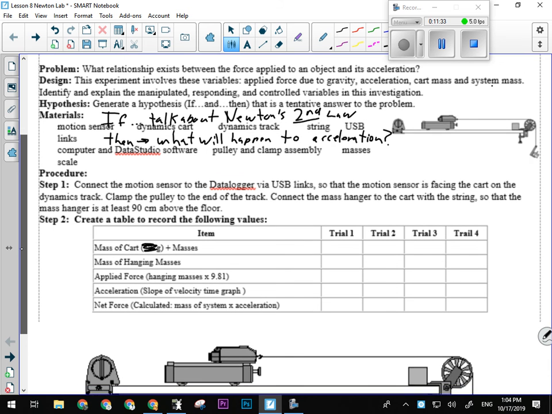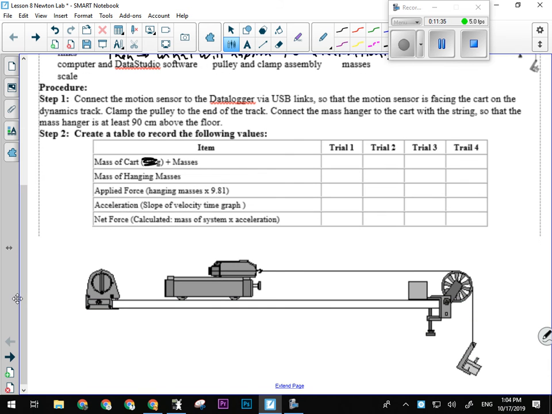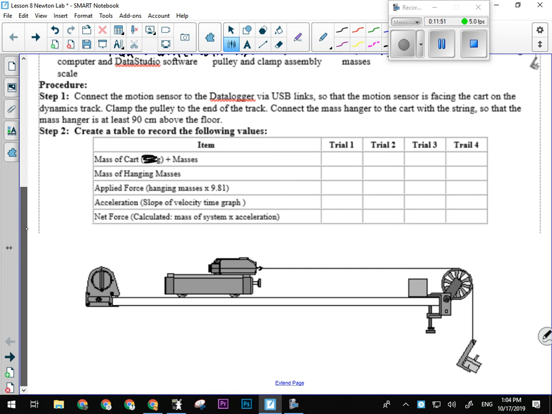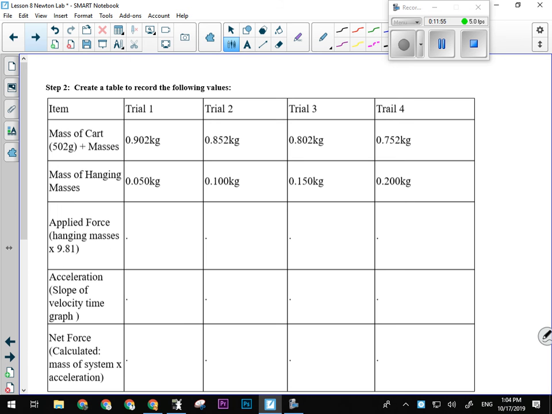So in step 1, we're not going to be using the motion sensor or the force sensor anymore because now we have the cart that has it all inside anyway. So all we're going to be doing is writing in our table here our different masses, and then calculating a few things. You've got a table like that. I think I put it in your report, did I not? So in trial 1, we're going to have the mass of the cart, which isn't 502 anymore, plus some masses.